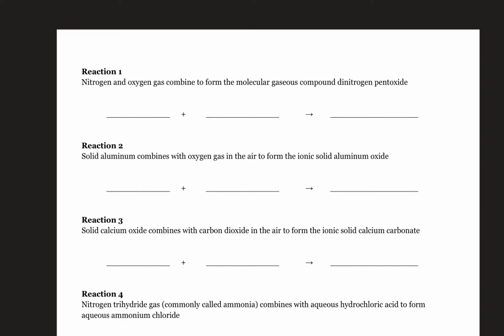Well, now here we have some word equations, and I want you to go ahead and write the balanced chemical equation. I'm going to do the first one with you. Nitrogen and oxygen gas combine to form a molecular gaseous compound called dinitrogen pentoxide. First, we want to identify the reactants in the reaction and the products in the reaction. Next, we write down the chemical formulas for both the reactants and the products without worrying about balancing just yet.